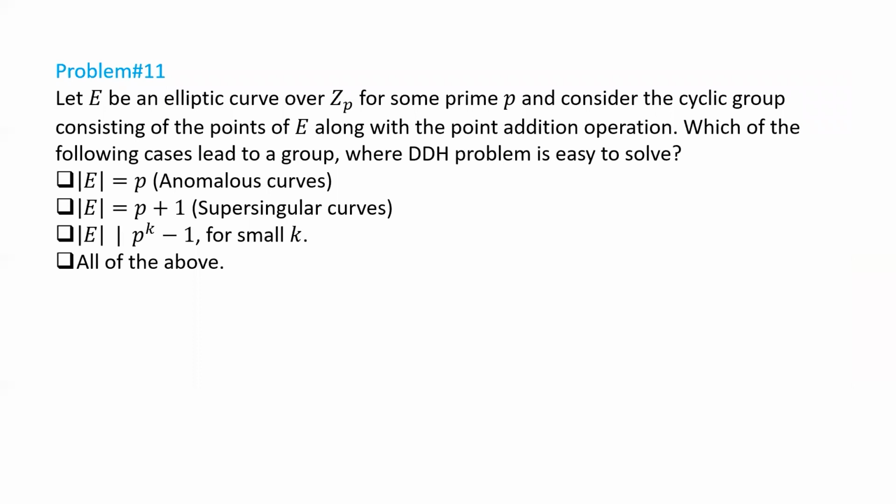Okay. Next problem: let E be an elliptic curve over Z_p for some prime p, and consider the cyclic group consisting of the points of E along with the point addition operation. Which of the following cases lead to a group where the discrete logarithm problem is easy to solve? We'll pause for some time. You can answer.